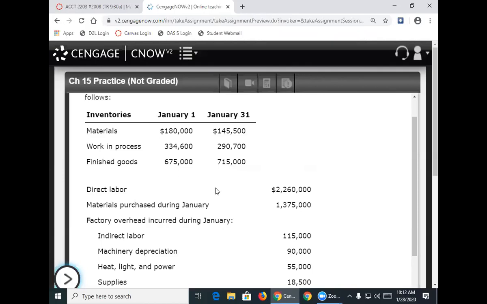What other costs go into work in process? Direct labor, good. And they gave us that one, right? So that was just the 2,260,000.